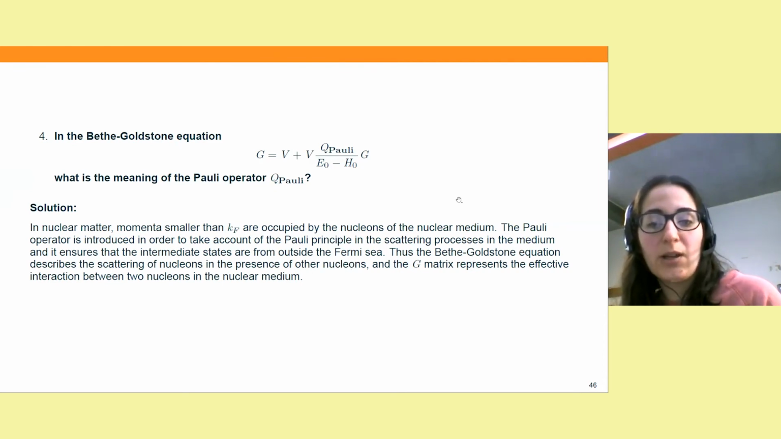So this Bethe-Goldstone equation describes the scattering of the nucleons in presence of other nucleons. This is what you were saying. So you have to take into account that some momentum states are not allowed for this scattering. As in vacuum, you can have any value, but now some are Pauli blocked. So this G matrix represents the effective interactions between these two nucleons in the nuclear medium.